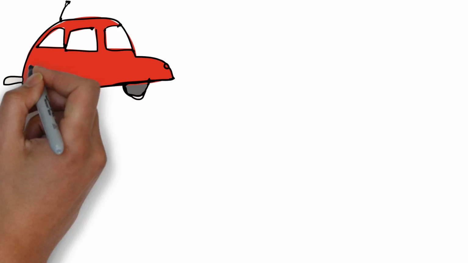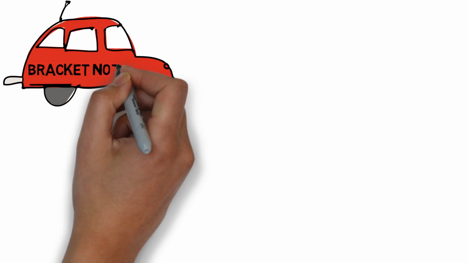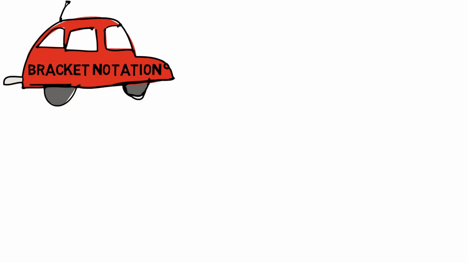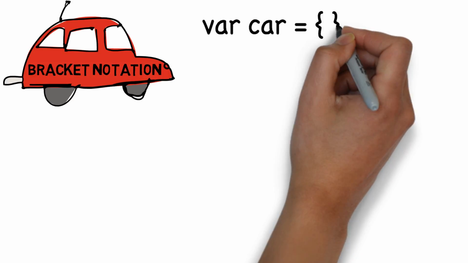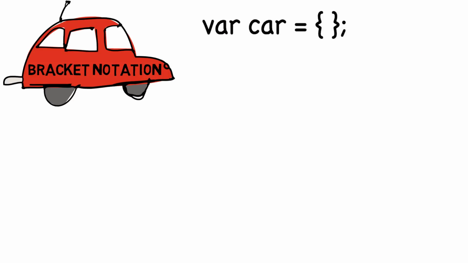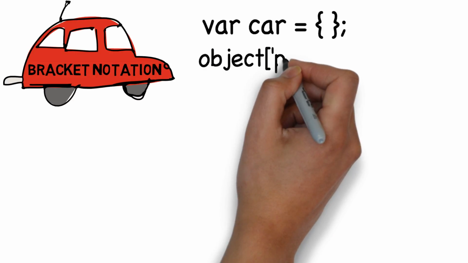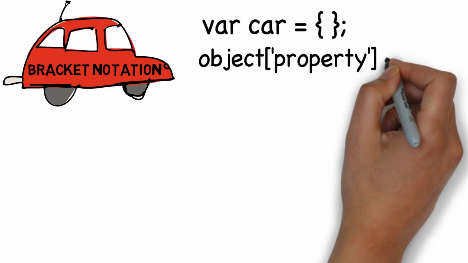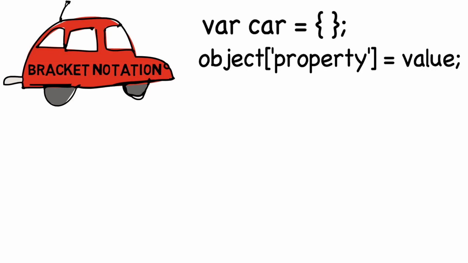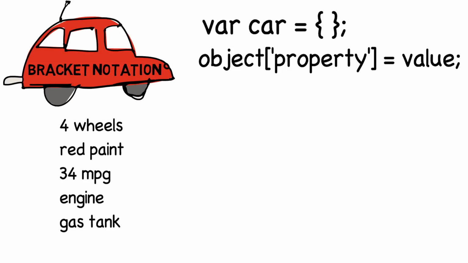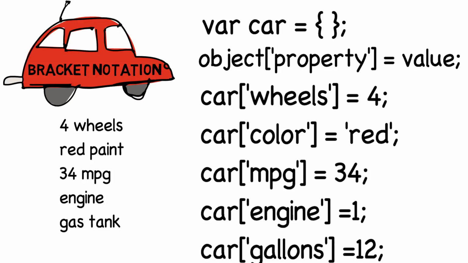Now, let's build the same car with bracket notation. Make sure that we've declared the object, var car equals open and closing curly braces. Now to add properties and values with bracket notation, we'll follow a formula similar to dot notation. We'll start with the declared object, then instead of a dot, we'll put an open and closing square brackets with single or double quotes within them, and the property name within that. After that, we'll assign the value.